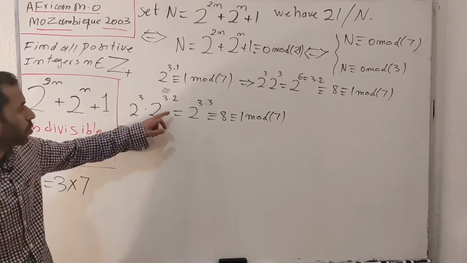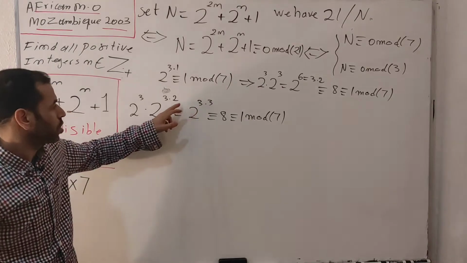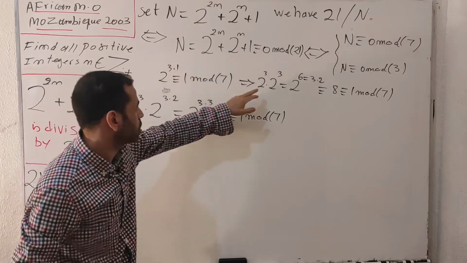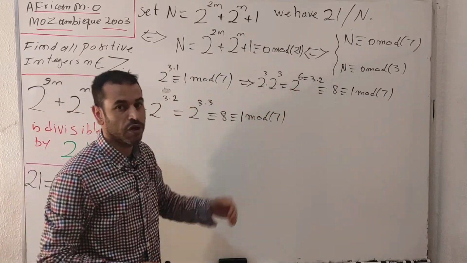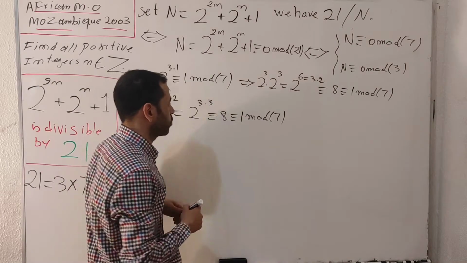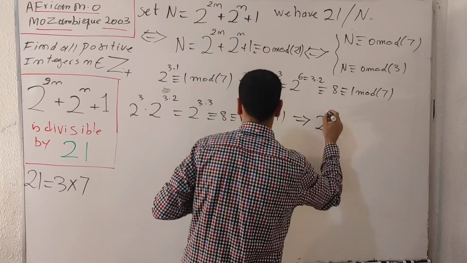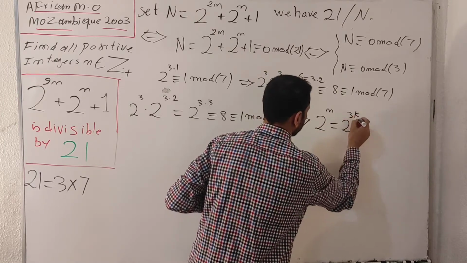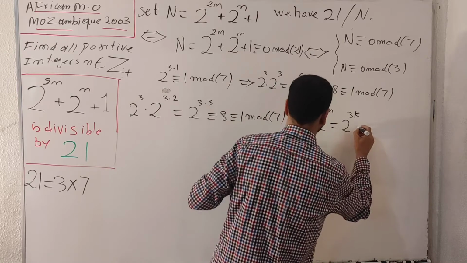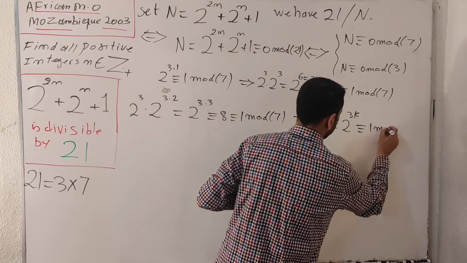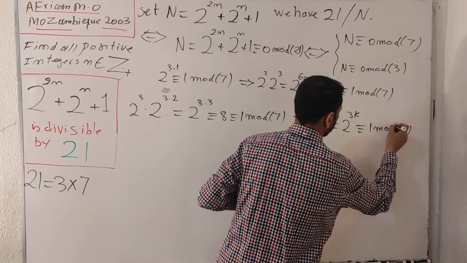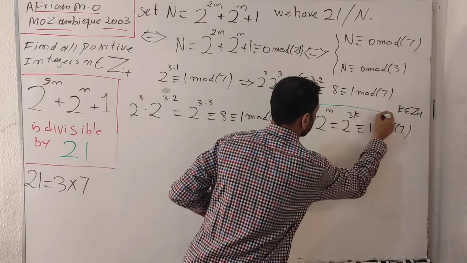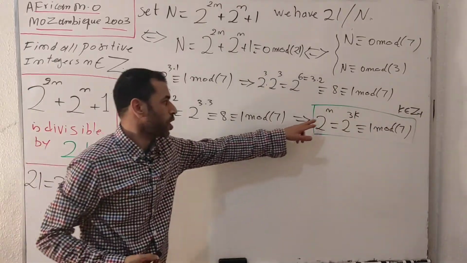Now this follows the same pattern. If you look at the exponent, it goes 3 times 1, 3 times 2, 3 times 3, and so on. That means 2 to the n can be written in this form, 2 to the 3k, which is congruent to 1 mod 7, where k is some positive integer. So I'm going to keep this. Now we found n equals 3k.